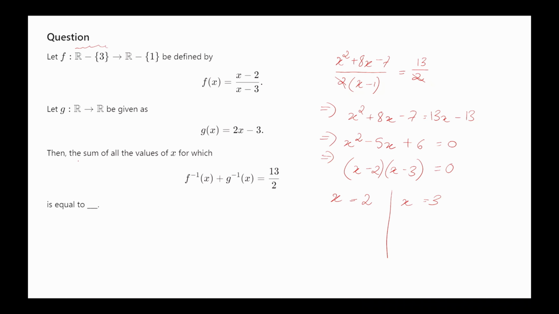And what was asked to us, we needed to find the sum of all values of x. So it would become 2 plus 3, which is equals to 5. And this is our answer. So this is how you solve questions which are related to inverse functions. You first find out your value of x in terms of y, and then you simply replace y with x, and x can be replaced with y or whatever, f inverse x also you can write your function as.